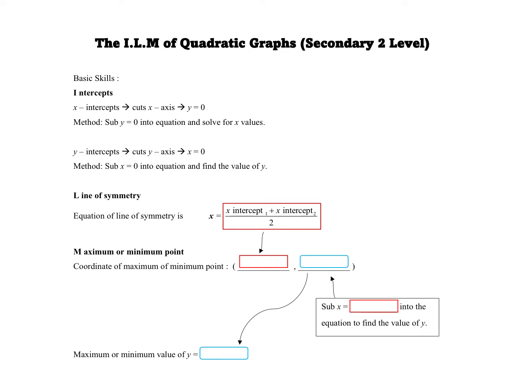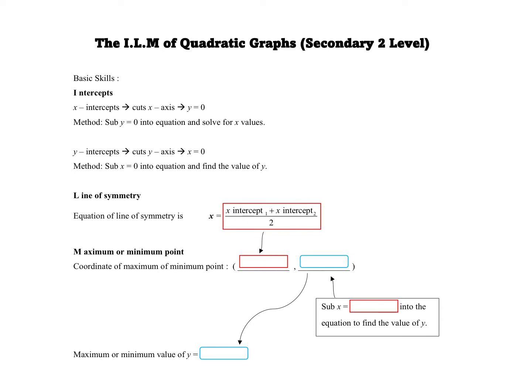Next, we have the L, which is the line of symmetry. In general, for a quadratic equation, we will have two x-intercepts from this part of the answer over here. And what we need to do is find the number that's exactly in between the two x-intercepts. So what we do, we take them, add together, and divide by 2.